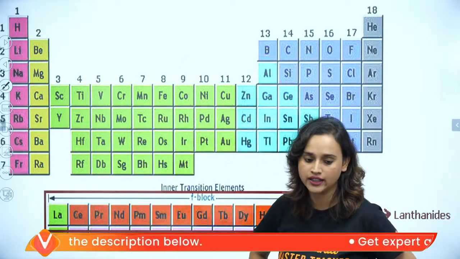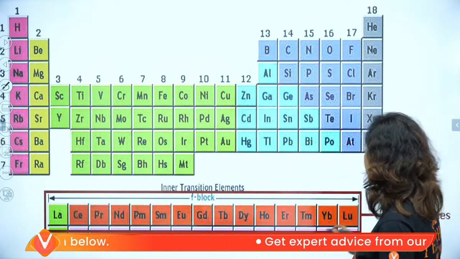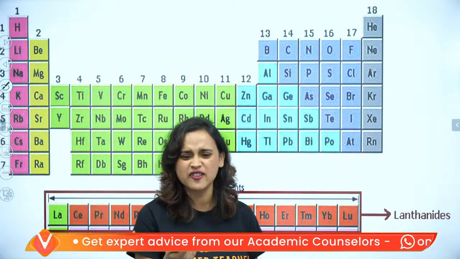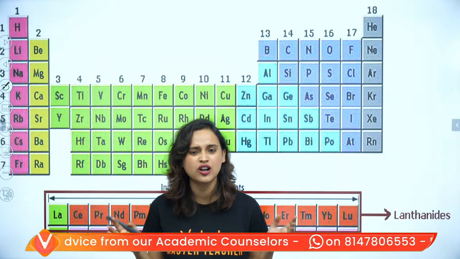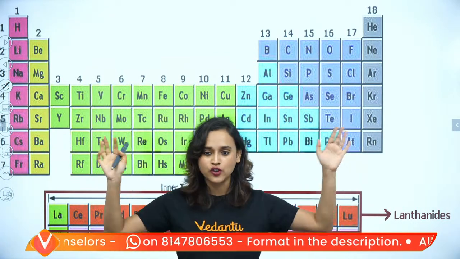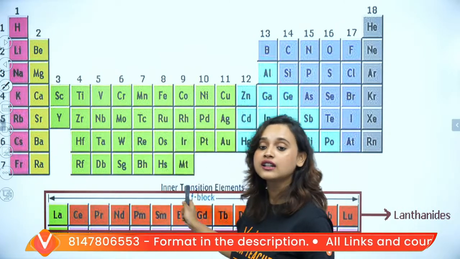Now let's take a look at it. So see here, this is your F block. In the last session, we did not touch the F block at all, right? We did not speak about lanthanides and actinides at all. We completely forgot it. But today we are going to touch the lanthanides.